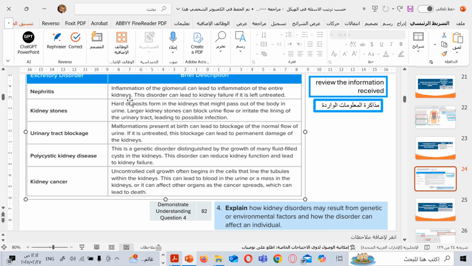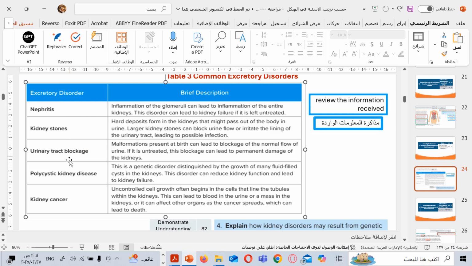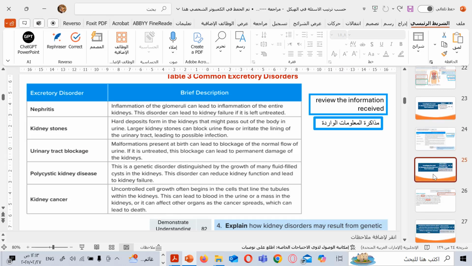But because he mentions this table, maybe he will bring a question about any of the disorders from this table: nephritis, and what happens in nephritis, kidney stones, what happens with kidney stones, urinary tract blockage, and what happens there, polycystic kidney disease, which is the 4th, and kidney cancer, which is the 5th disorder. So please study this table well.